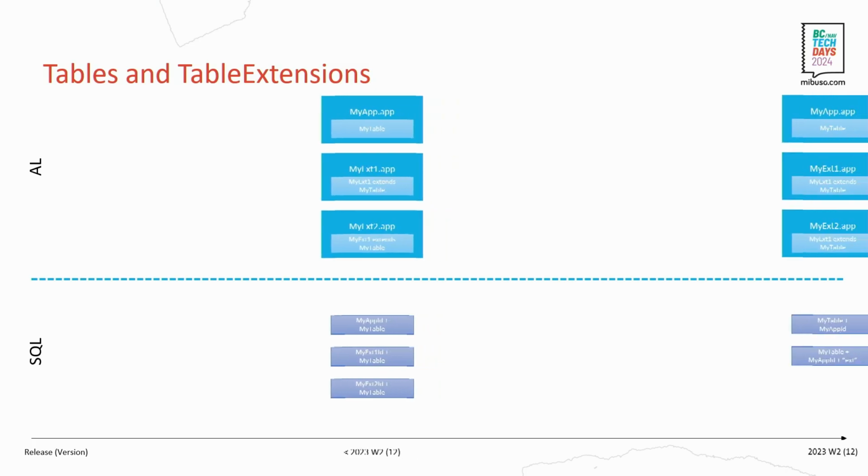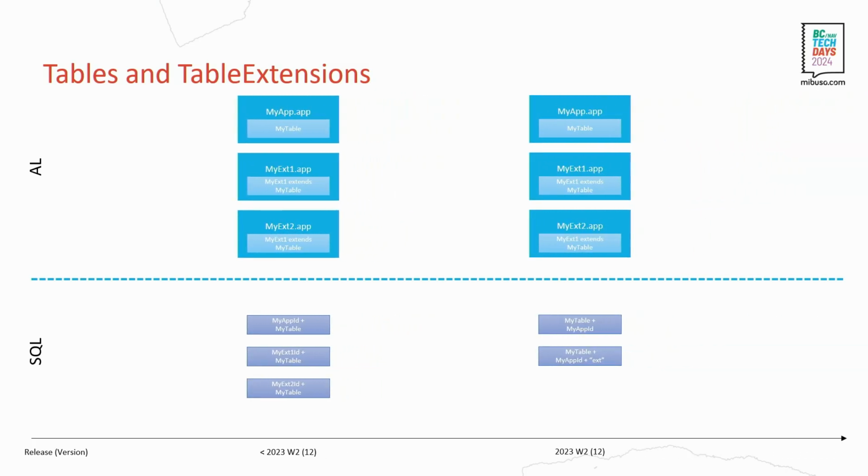Then, last release, there was a change. Rather than having a companion table for each of the table extensions, we combined all table extensions into the same SQL table, so you end up having 2. That was a huge improvement. And at the same time, we were working on this change to allow you to have table extensions and tables in the same app, but decided to wait because these two features were sort of competing.